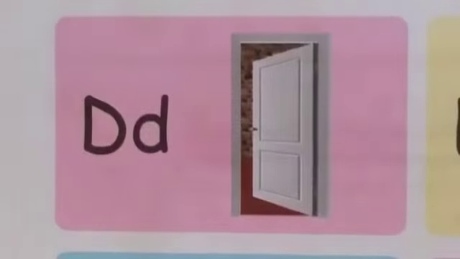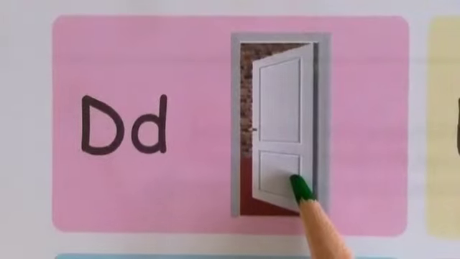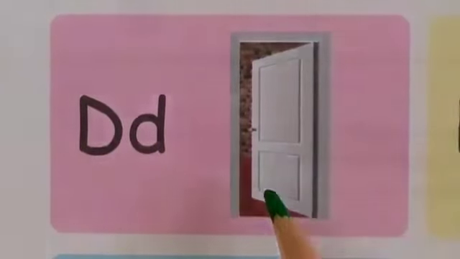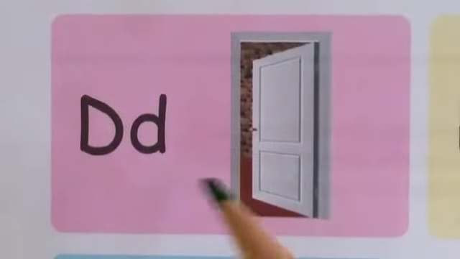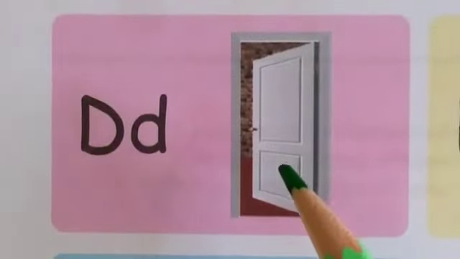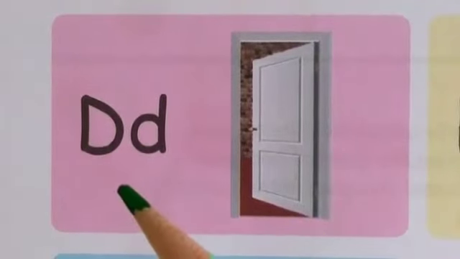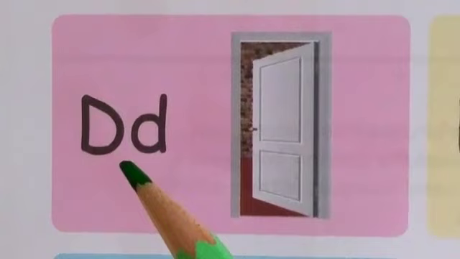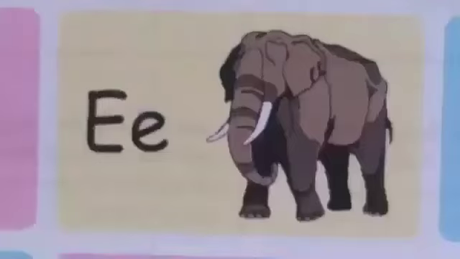What is this? This is a door. What is the initial sound of door? D. Yes, its starting sound is D. Letter D has only one sound, D, door.